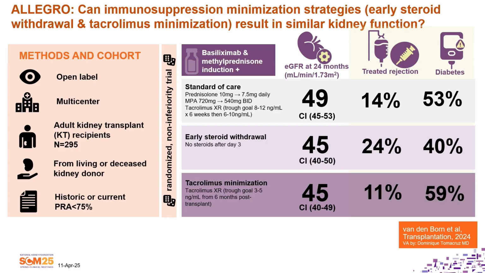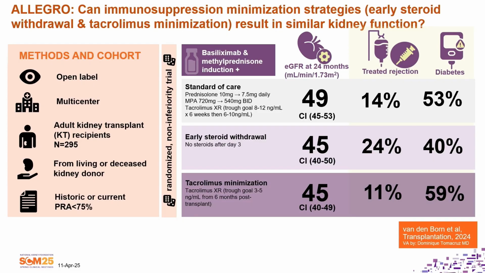were about the same. But what you see in the early steroid withdrawal is a higher incidence of treated rejection, although the incidence of diabetes post-transplant was lower, right? So this just tells you what is the trade-off of doing something like withdrawing steroids early. Well, you trade off rejection with reduction in diabetes.